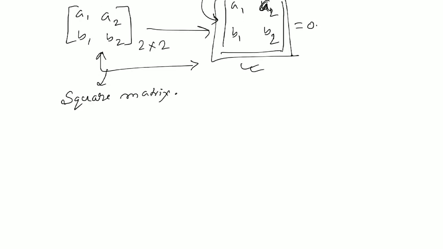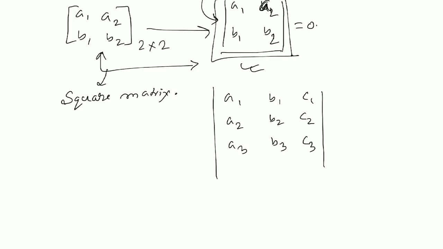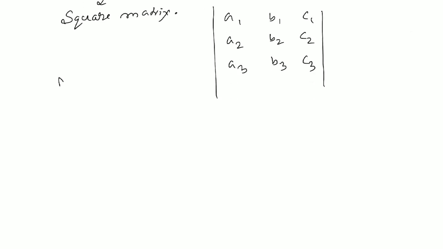Now, we'll see a 3 by 3 determinant. Let's see, we have a determinant with a1, b1, c1, and similarly a2, b2, and c2, and in the third row we have a3, b3, c3. That is a square arrangement, a determinant of order 3.